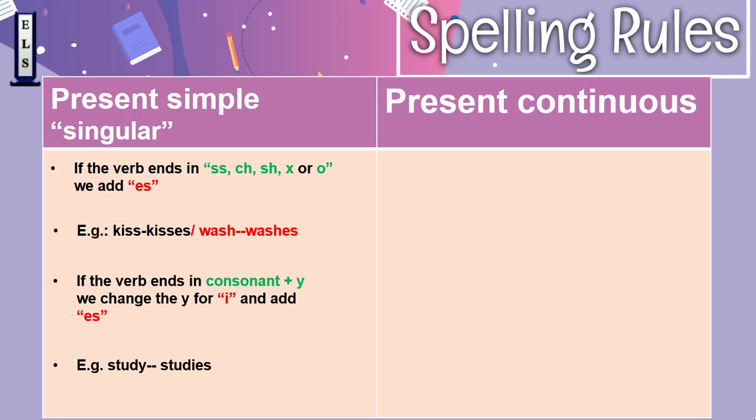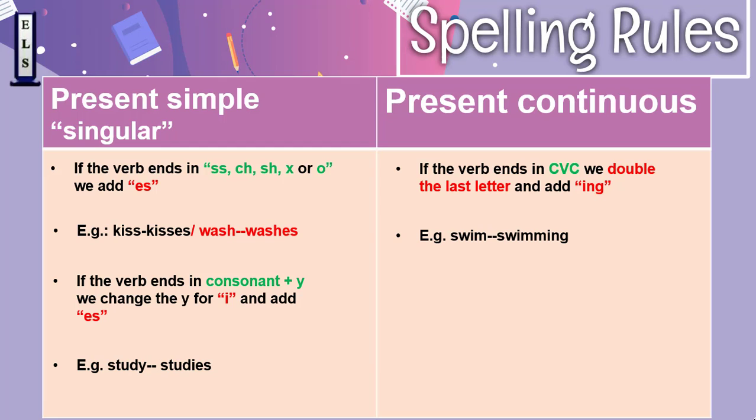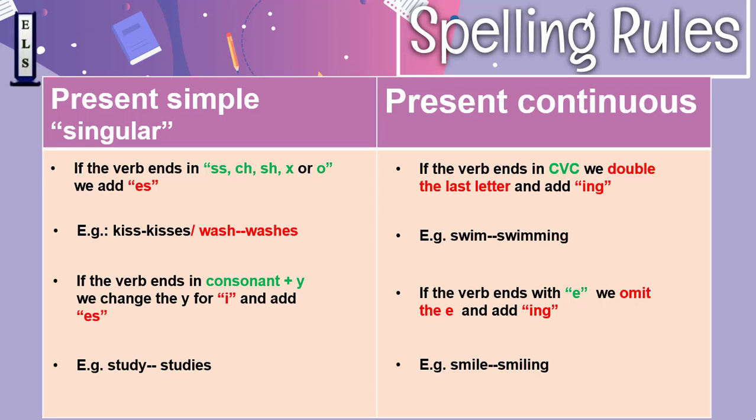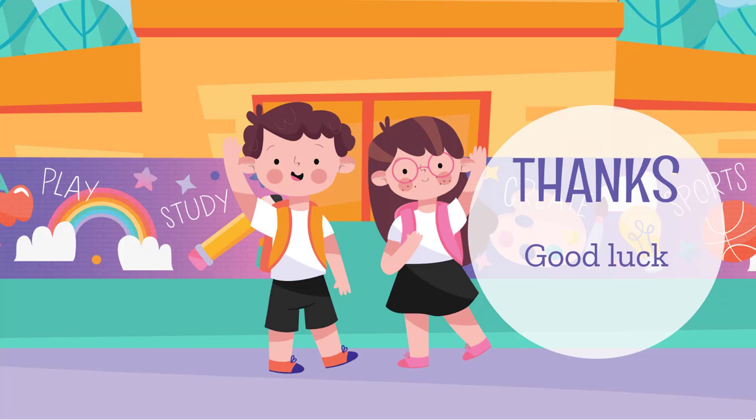For the present continuous, if the verb ends in a CVC, we double the last letter and add ing. For example, swim. Swim ends in a consonant, vowel, consonant. So in this case, we have to double the m and end it with an ing, like swimming. If the verb ends with an e, we omit the e and add ing. For example, smile, smiling. Thanks and good luck.